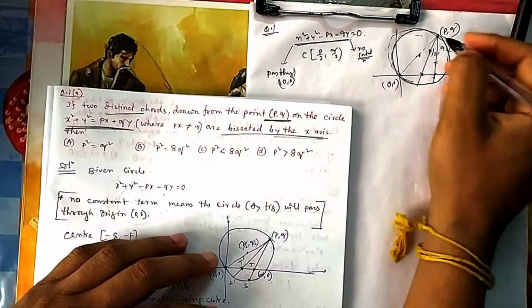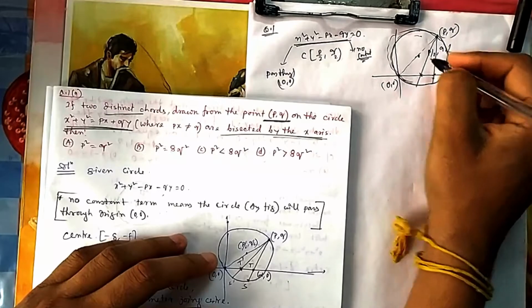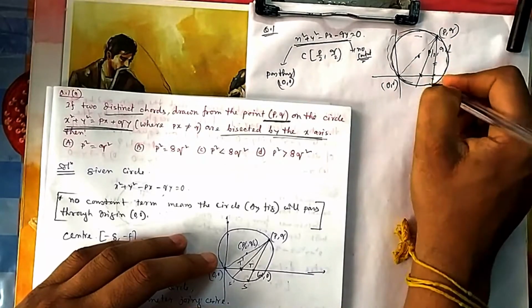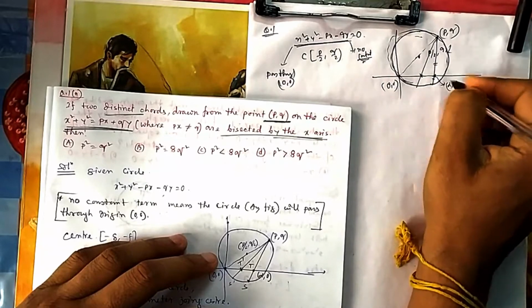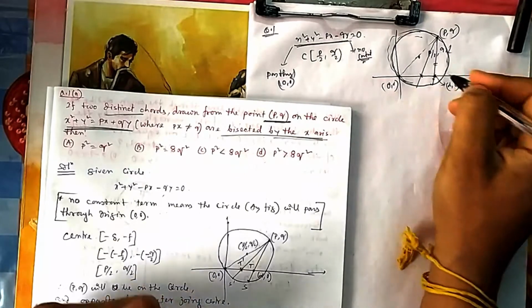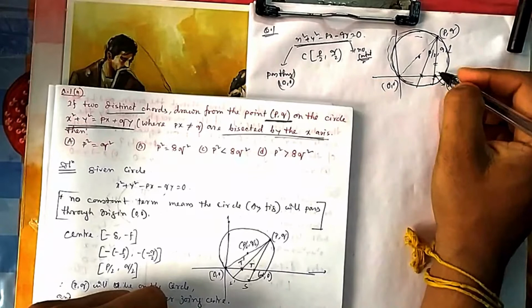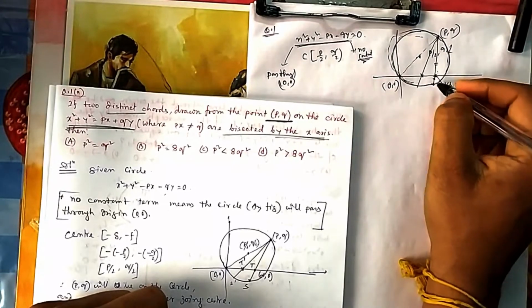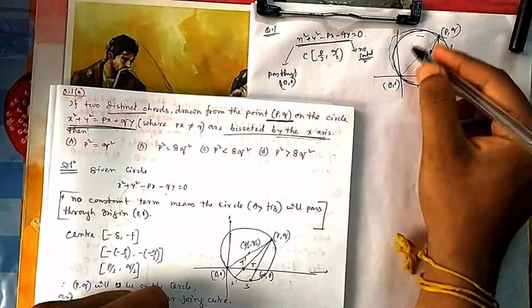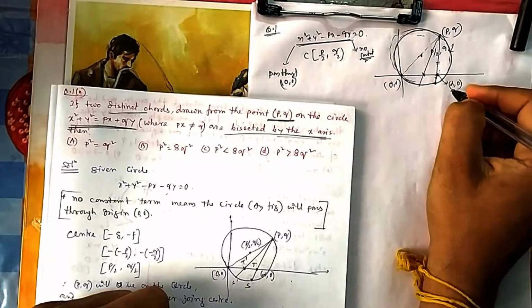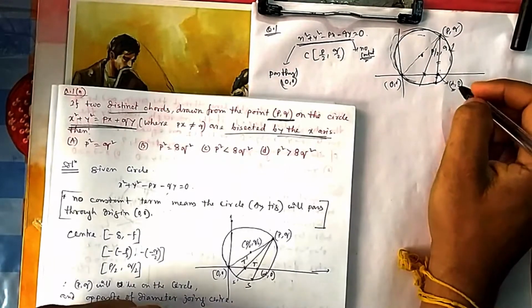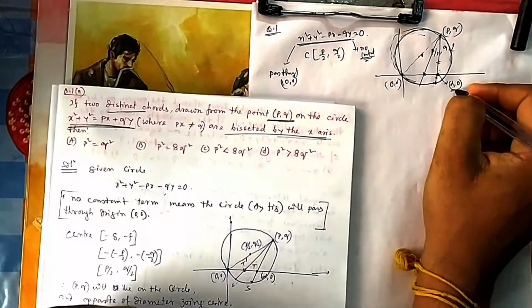So what should be our approach? We know (p, q) is there, and if the chord has to be bisected here, this coordinate will be something like (alpha, 0), because it is on the x-axis. Because it is bisected, now you can find the other end point. This point is on the circle, so if you put it on the circle, it should satisfy. From that you will find an equation for alpha.